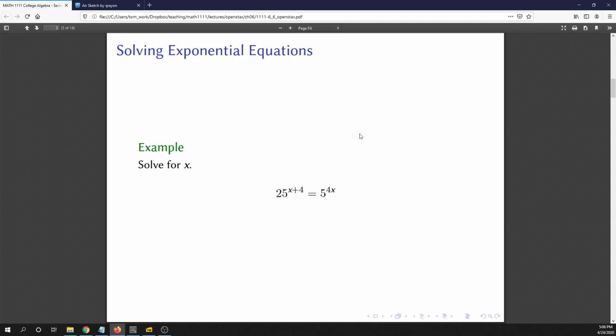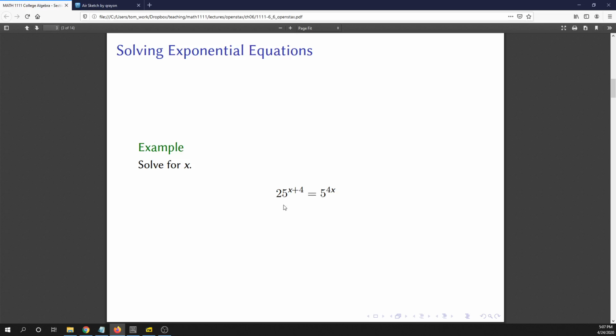All right, in the next example, you'll see that we don't have that situation that we were just talking about. Over here, we have 25 as the base. So we have 25 to the x plus 4 power equals 5 to the 4x power. And so the bases are not the same, so we can't do it exactly like we did in the previous example. But the thing is that 25 is a whole number power of 5. It's 5 squared. Okay.